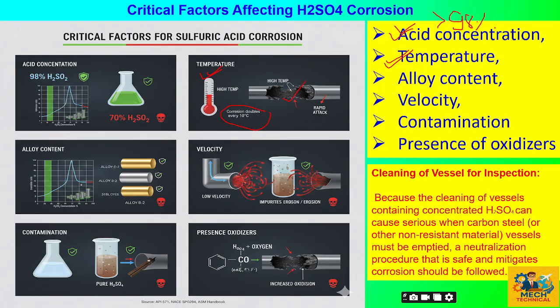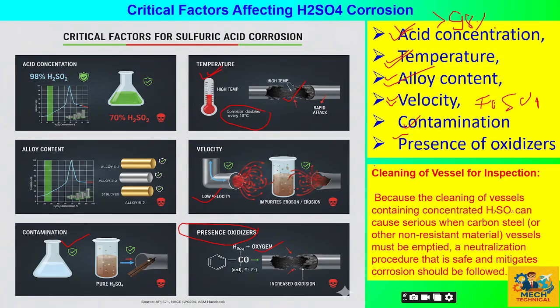Alloy content: we have to select higher alloys to avoid sulfuric acid corrosion. Velocity should be low to avoid damage to the iron sulfate layer. Otherwise, the iron sulfate layer will get eroded and lead to further corrosion. So velocity should not be very high, it should be considerably low. Contamination in the sulfuric acid also exaggerates the corrosion. The presence of oxidizers like oxygen will also aggravate the corrosion. So we have to take care of this. These are the critical factors.